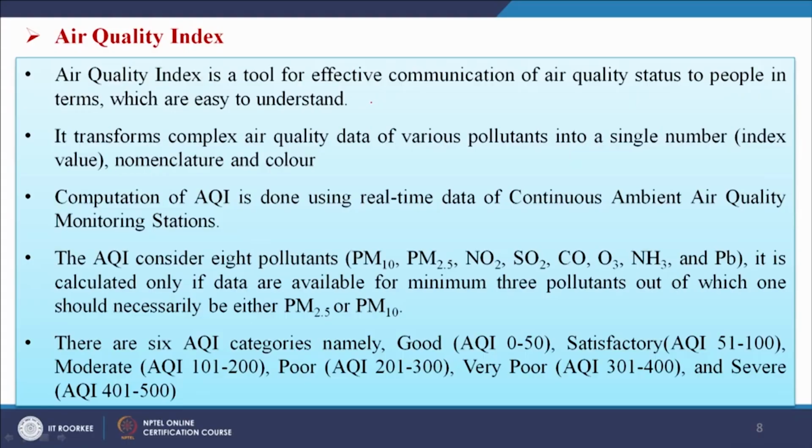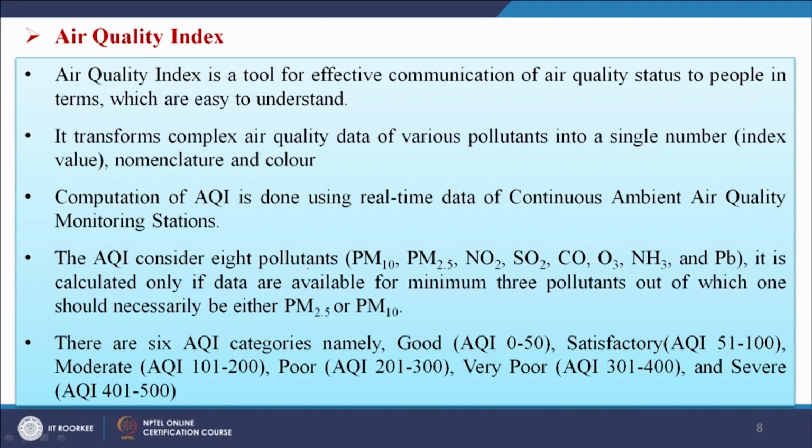So, air quality index is a tool for effective communication of air quality status to people in terms which are easy to understand. It transforms complex air quality data of various pollutants into a single number, that is index value, nomenclature and color. Computation of AQI, air quality index, is done using real time data of continuous ambient air quality monitoring stations. In the previous class we discussed that continuous air quality monitoring stations are there, where data are continuously collected and recorded. Those data are used for the computation of this air quality index, and the air quality index considers 8 pollutants. Although the standards contain 12 pollutants, here it contains 8 pollutants: PM10, PM2.5, NO2, SO2, CO, O3, NH3 and Pb.